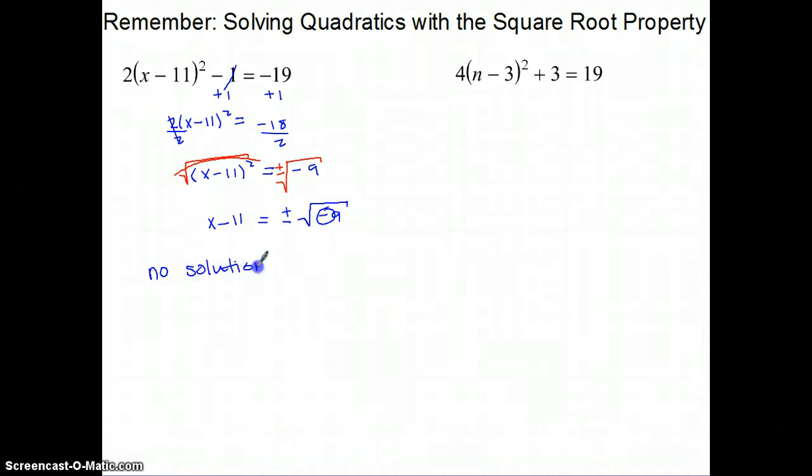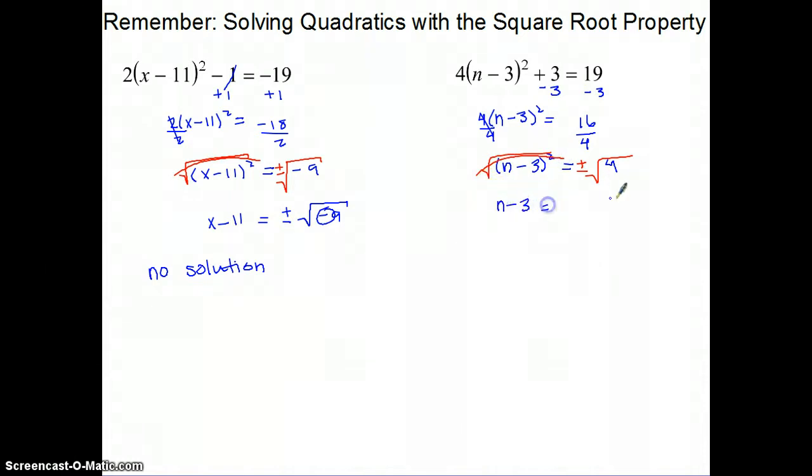To the right, I begin by subtracting my 3. That leaves me with 4(n minus 3) all squared equals positive 16. Dividing both sides by 4, I have (n minus 3) all squared equaling positive 4. Now I square root both sides to get rid of that exponent, and do not forget the positive or negative in front. The exponent and the radical cancel each other out on the left, leaving me with just n minus 3, and that equals positive or negative square root of 4, but the square root of 4 is 2.